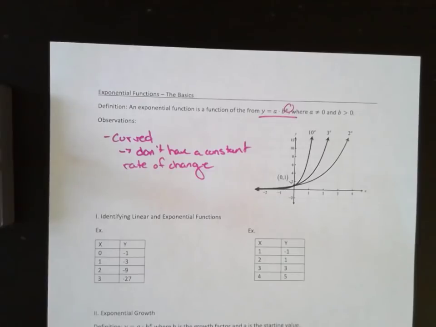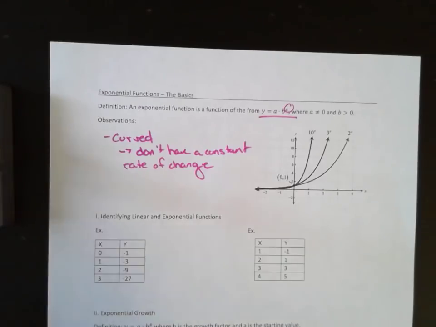Linear functions have a constant rate of change, otherwise known as the slope. Exponential functions don't have a constant rate of change. They don't always go up by 4. They don't always go down by 2. They actually have a multiple or a factor that they go up by, and we'll talk about that soon.